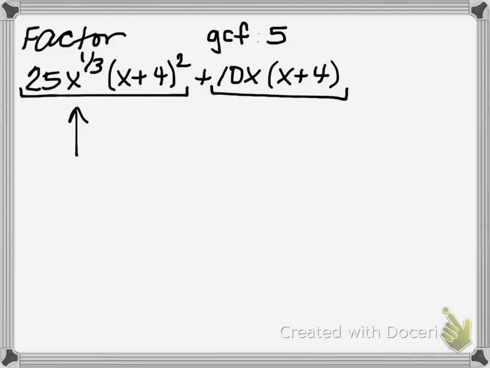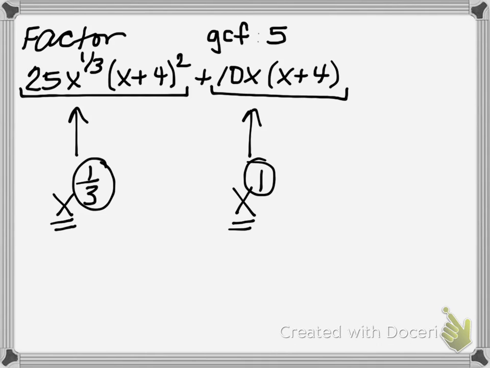Then notice here we have x to the 1/3, and this is x. Let me write this down below. X to the 1/3, and this is really x to the first. So they have the same base of x, so we're looking at the exponents, and we're going to choose the one that is smaller, which means x to the 1/3 will be the GCF between those two.